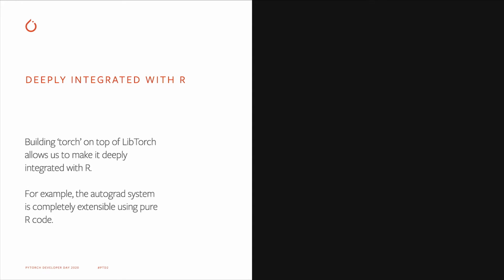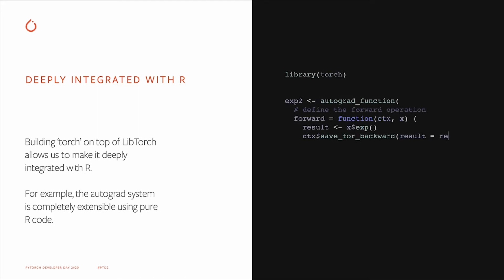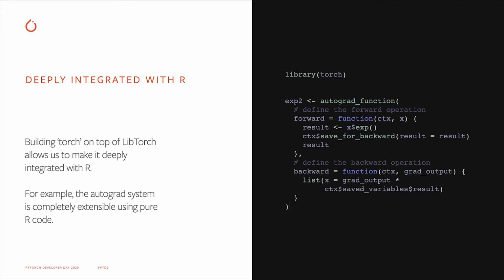Building on top of libtorch allows us to make it deeply integrated with R. For example, the AutoGrad system is completely extensible using pure R code. This example shows how you can create an AutoGrad function that can be used as any other tensor operation, also taking benefit of automatic differentiation. This is useful if you have an operation that is not composable of other tensor operations, or that its gradient computation would be faster if you knew that the operation would be fused. You only need to define the forward and a backward function returning the gradients for each input to forward.